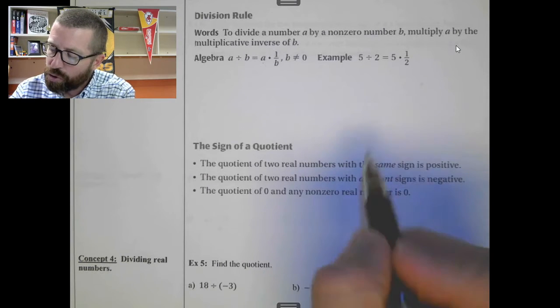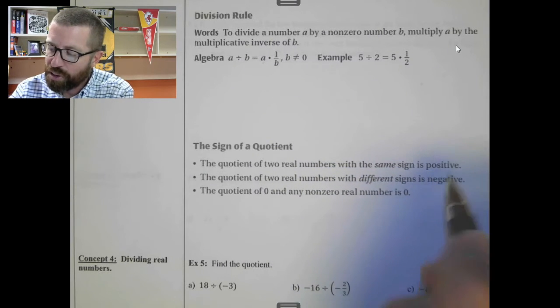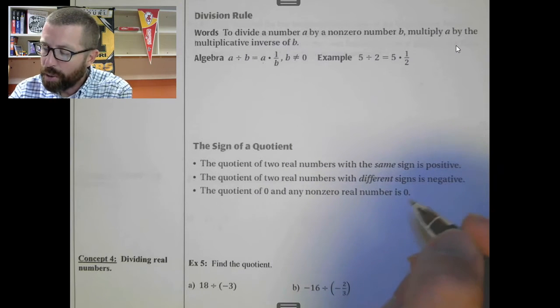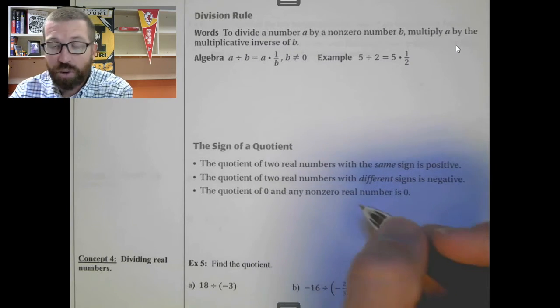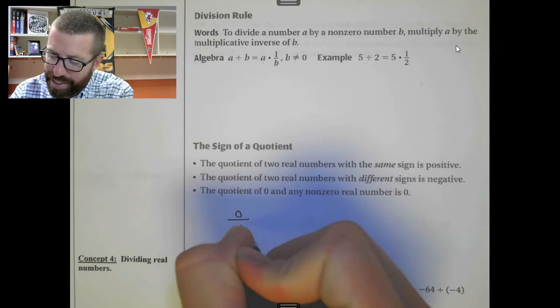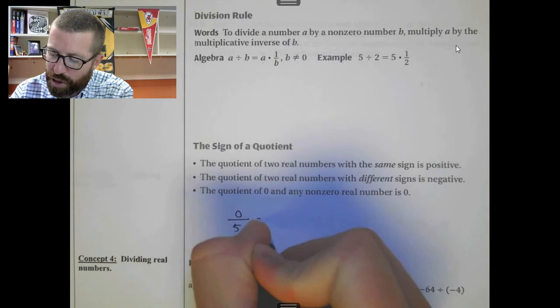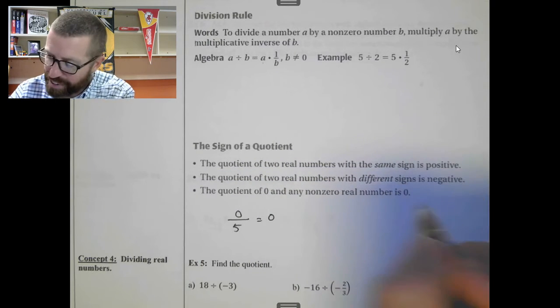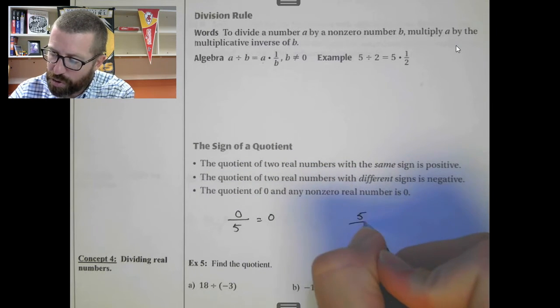So if two real numbers have the same sign, it's positive. And if two real numbers have different signs, it's negative. And if you divide 0, it's always 0. So 0 divided by anything, 0 divided by 5 is 0. And you cannot divide by 0. So 5 divided by 0 is undefined.